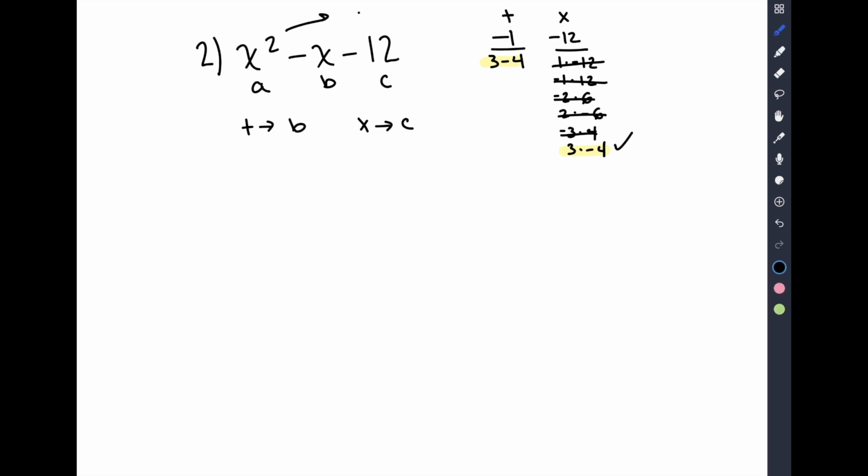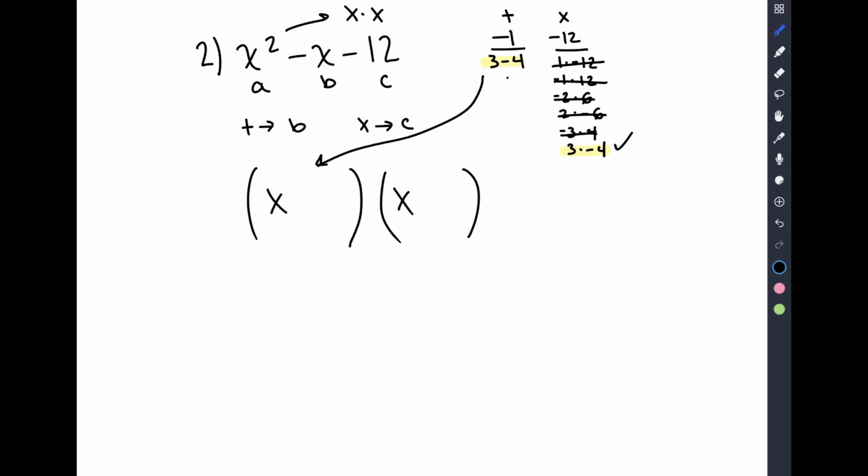As I showed you on top, that's x times x, and we need to split them into 2 parentheses. So parentheses, parentheses, x on one, x on the other, and then you take your 3 and put it here, and you take your -4 and put it here. So plus 3 minus 4, and that's it.